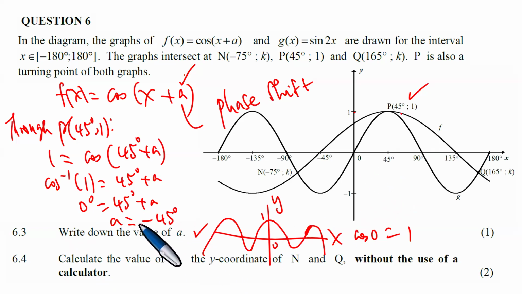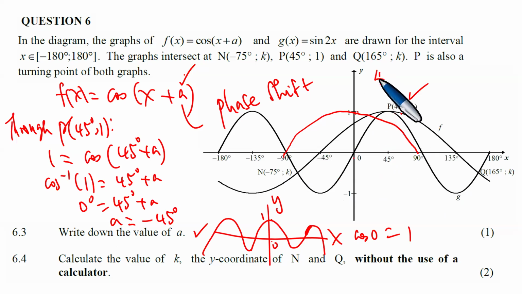But also you can see it's minus 45 degrees. Alternatively, you can see that the cosine of 0 is 1. But this graph is now no longer where the cosine is supposed to be. Cosine 0 is 1, but this graph has now moved 45 degrees.